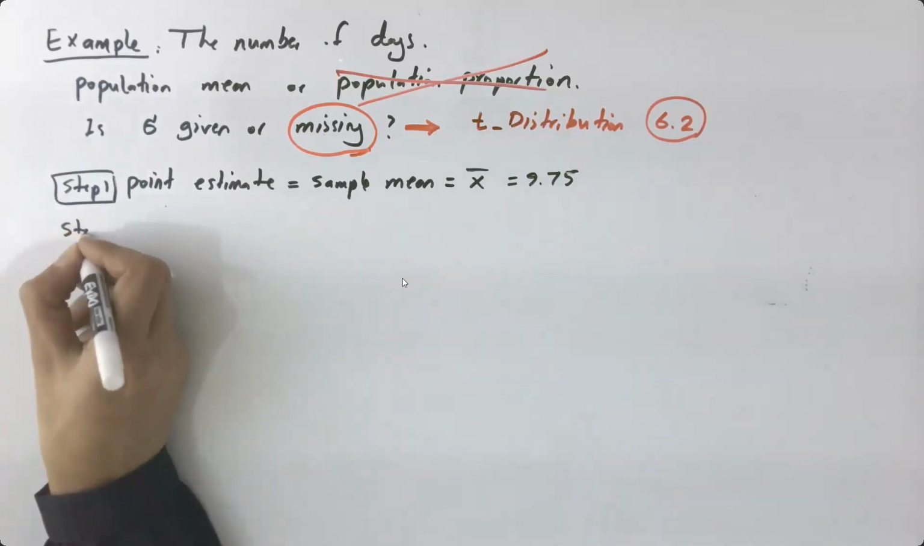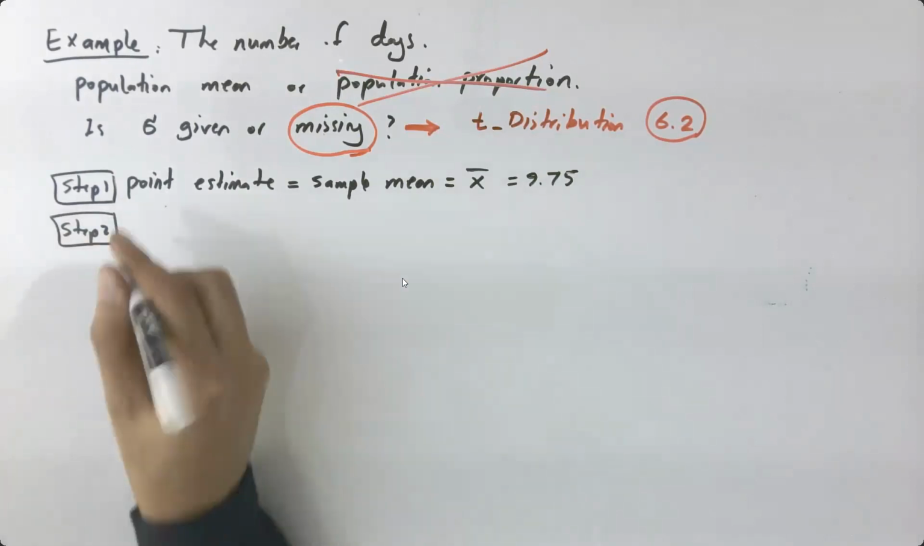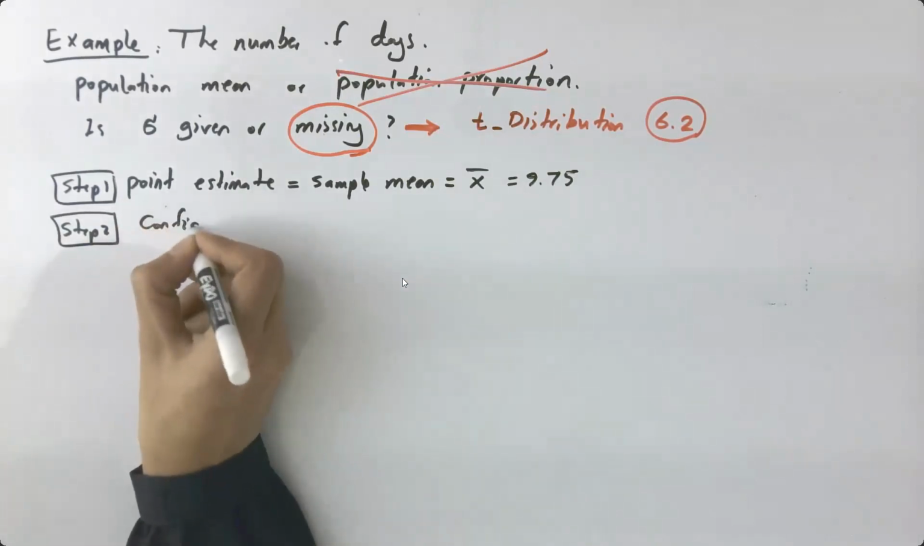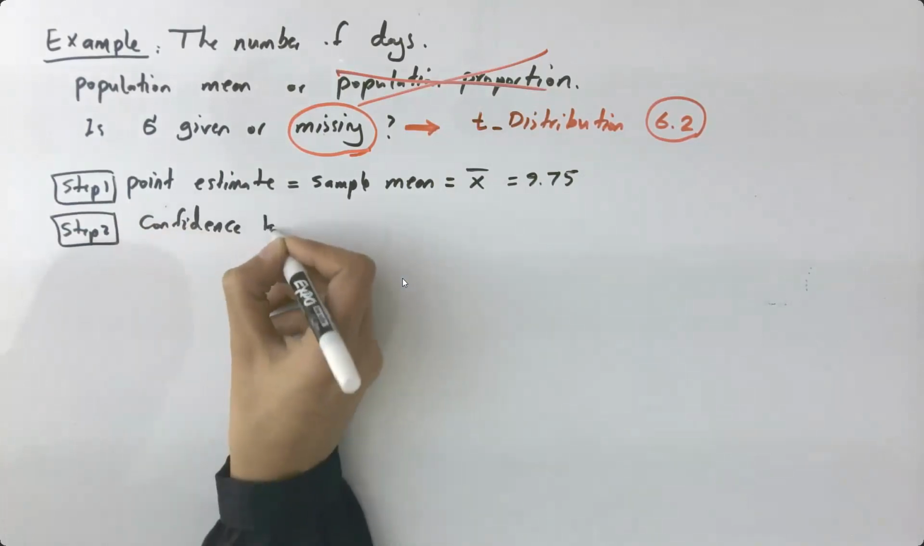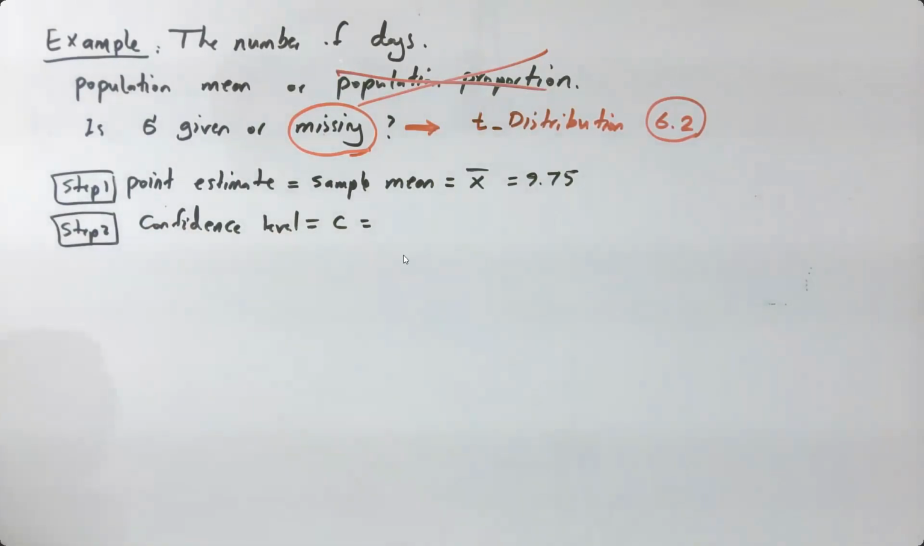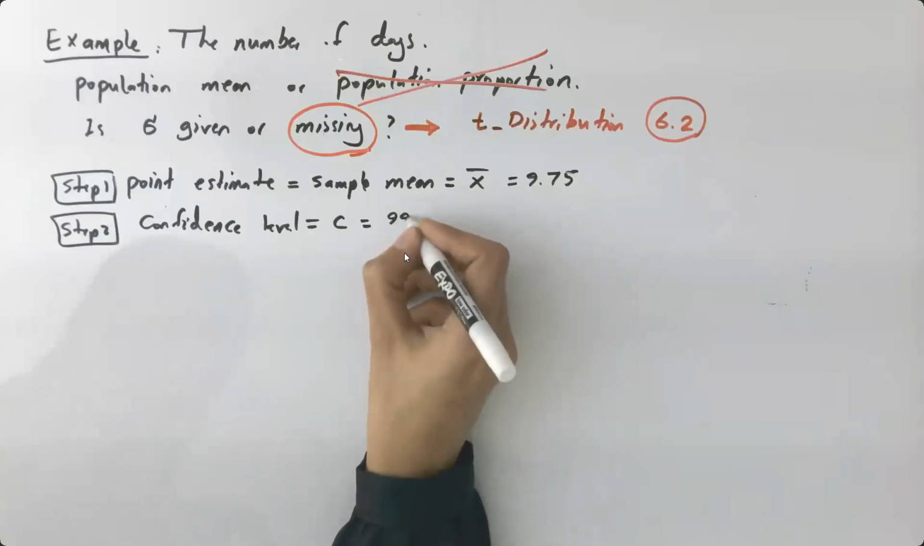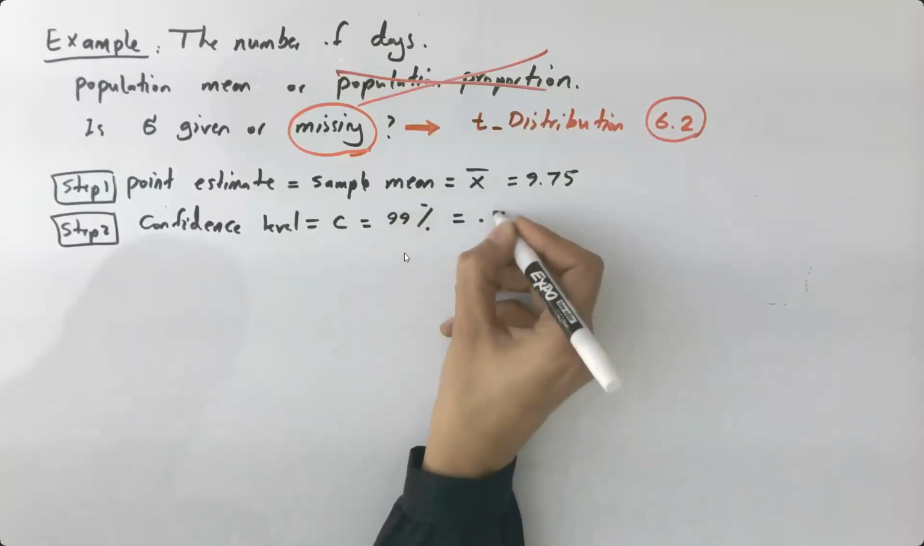Step 2. Well, here we go. What is my confidence level? Confidence level for my confidence interval, the question says, construct a 99%. The confidence level is 99% or 0.99.